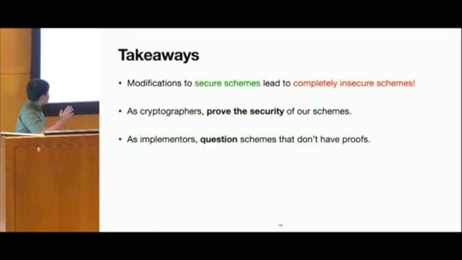And so some takeaways are that even slight reasonable modifications to secure schemes can lead to completely insecure schemes. As cryptographers, if we make a modification to a secure scheme, we should of course prove that our modification is secure. And as implementers, if a scheme doesn't have a proof or an accompanying written formal description, we should question whether we should actually implement these schemes.